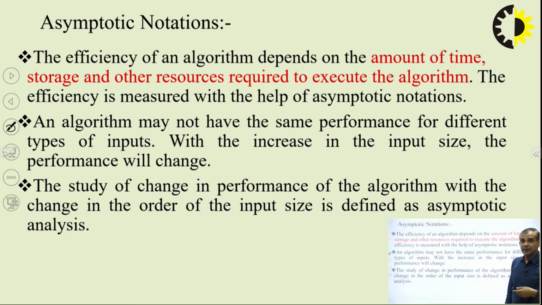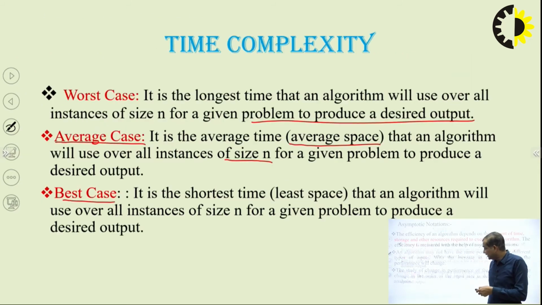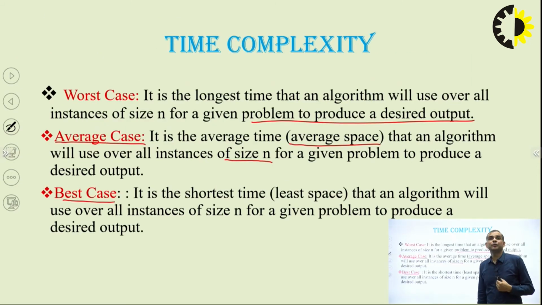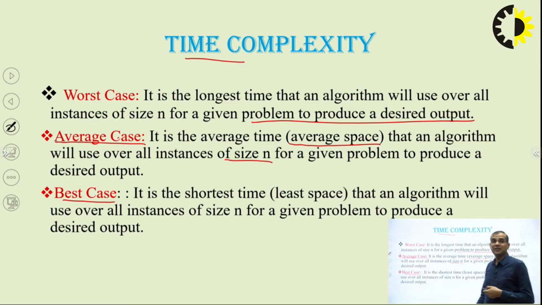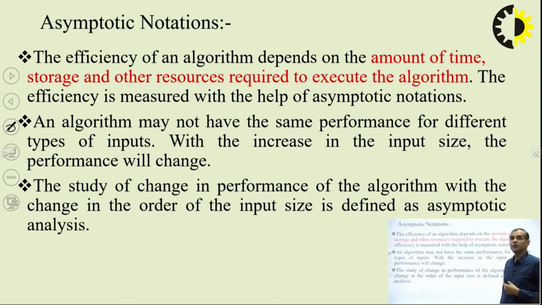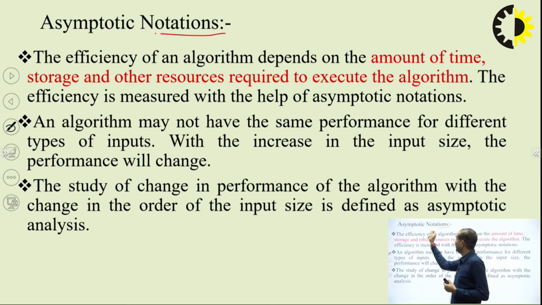Now, when we are defining these three types of cases, that is, when we write an algorithm and find out its behavior based on time complexity, there are three types of cases. We define these using the worst case, average case, and best case. The next topic is the asymptotic notations.